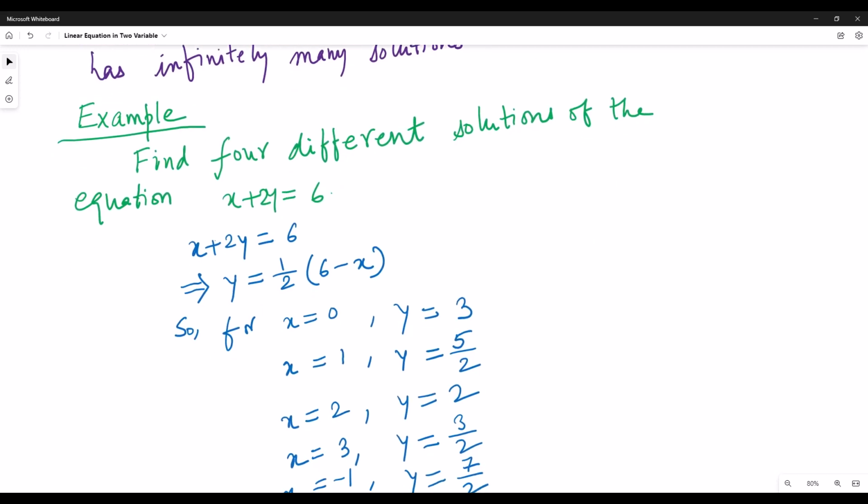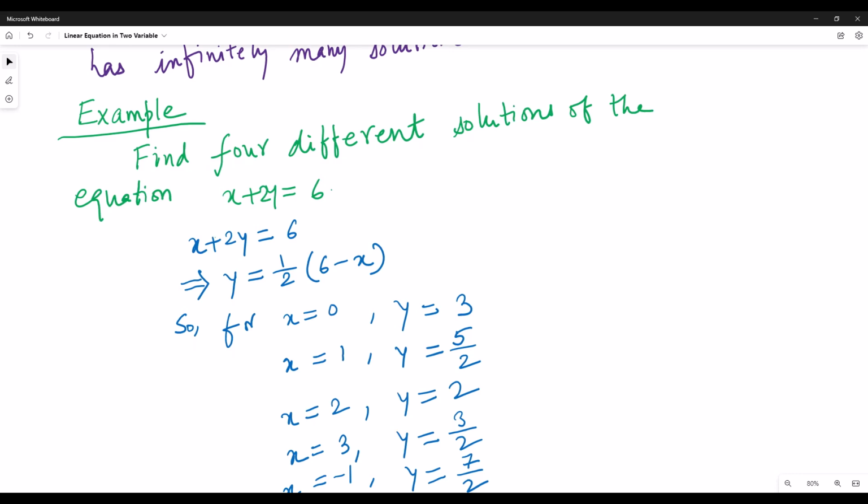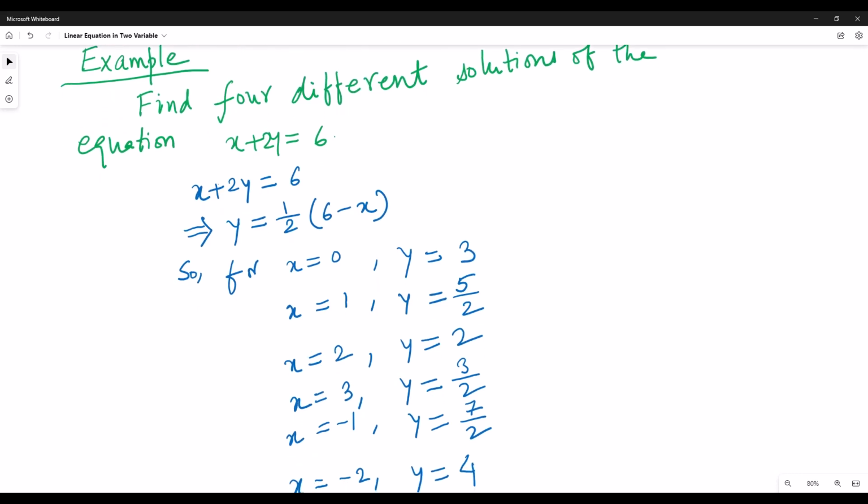Find four different solutions of the equation x plus 2y equals 6. If I have been told to find four solutions, the easy way is to write the equation in a different way: y equals 1 by 2 times (6 minus x), and you go on putting different values of x to get a value of y. So let us put x equals 0, so that will be 6 minus 0 divided by 2, that is 3. So for x equals 0, y is 3.